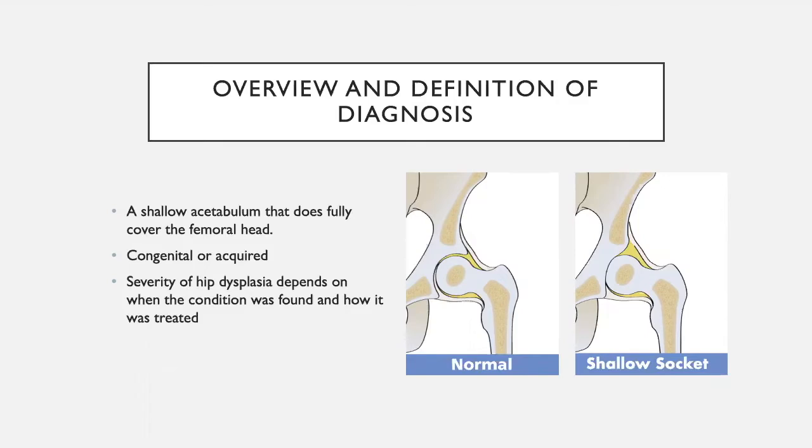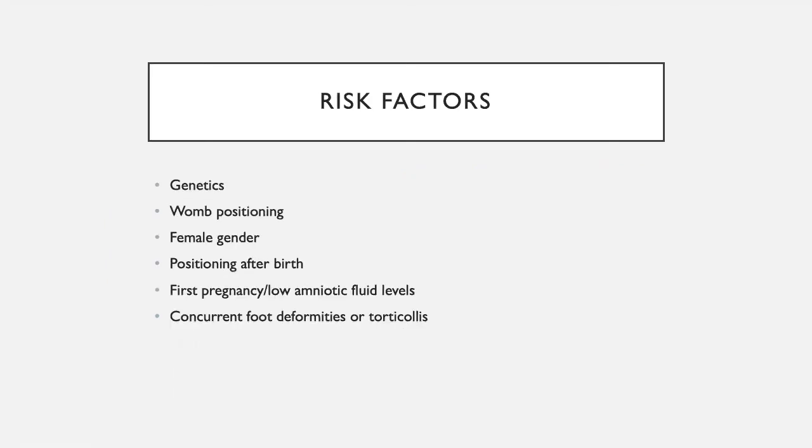The severity of hip dysplasia depends on when the condition was found and how it was treated. Mild, untreated hip dysplasia may not affect children until they are teenagers or young adults. Silent hip dysplasia that's found in adults is the leading cause of hip osteoarthritis in adults under the age of 50 and accounts for 5 to 10% of all hip replacement surgeries in adults.